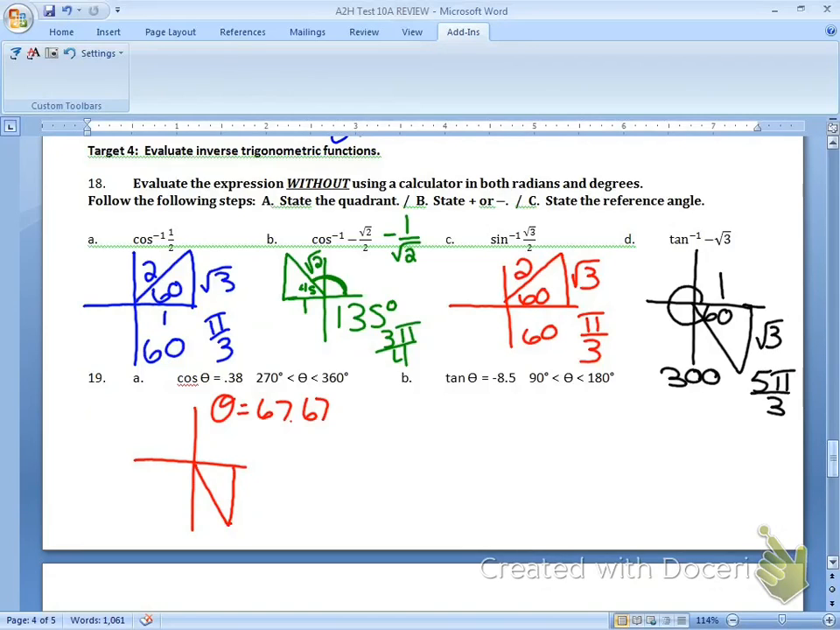So we want to find out what actual angle that is. So you're going to take 360 because we didn't quite make it all the way around the circle. We're 67 degrees short. So you're going to take 360 minus the 67.67 and we're going to get 292.33 degrees.